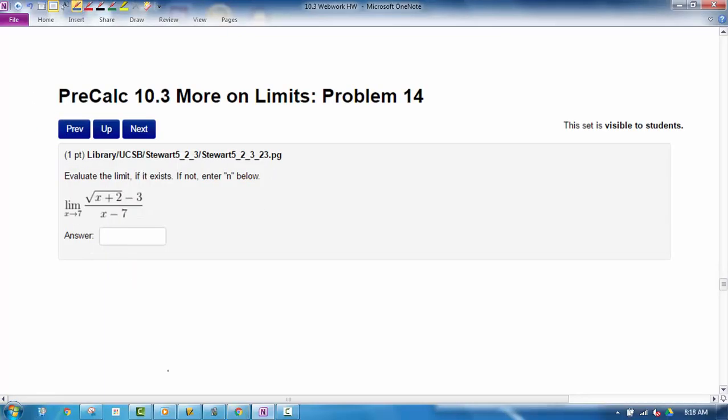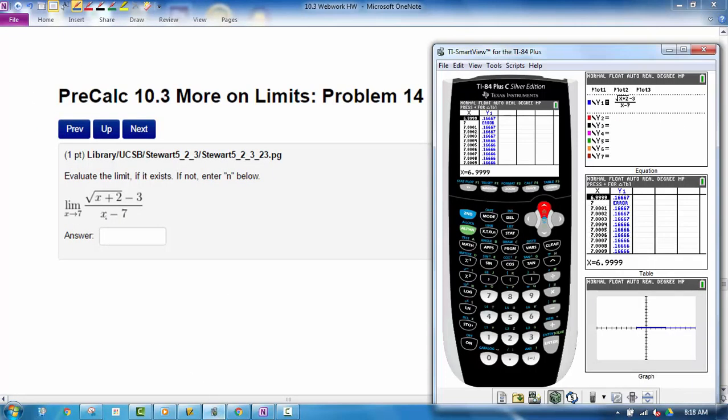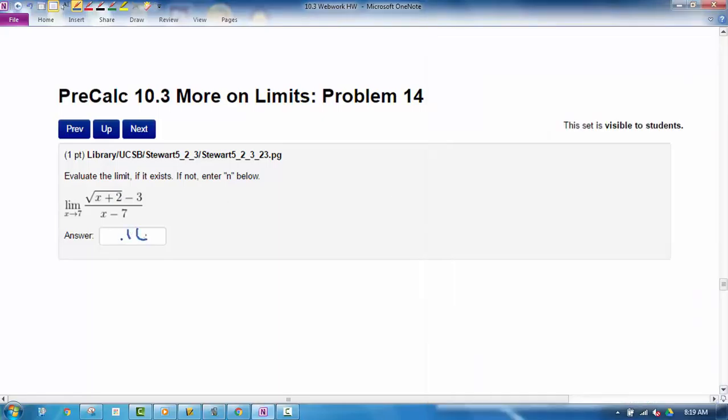The next one, same thing. We're going to have to do this within the calculator because if we plug in 7, I get undefined. So what I do is go to second table set. I'm going to start my table at 7, and I'm going to go by 0.0001. You can go by a really small amount. That way when you look at your table, you get a really accurate idea of what's happening exactly around it. So right around it, just above 7 is 0.16 repeating, and just below 7 is 0.16 repeating. Therefore, the limit is 0.16 repeating.